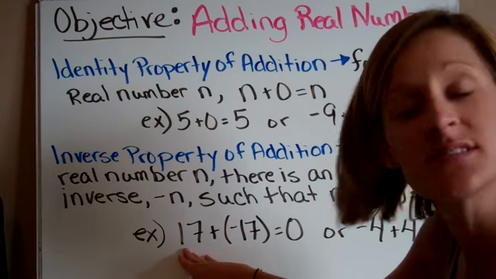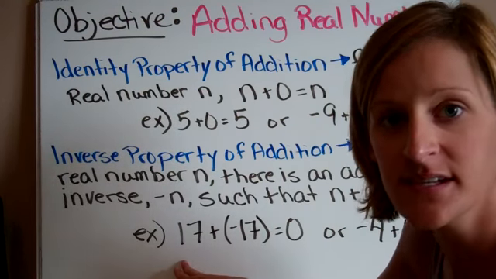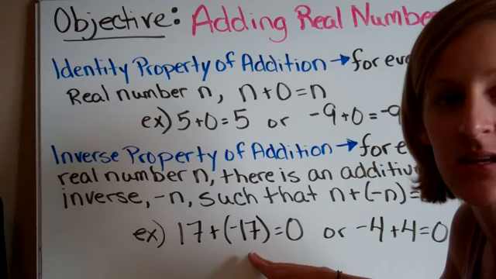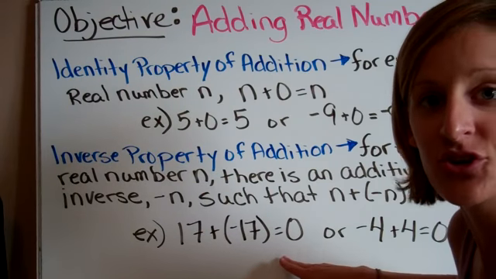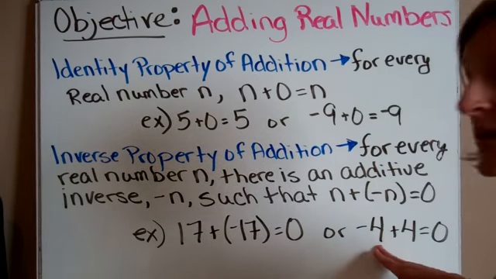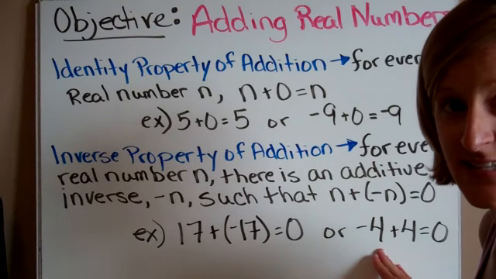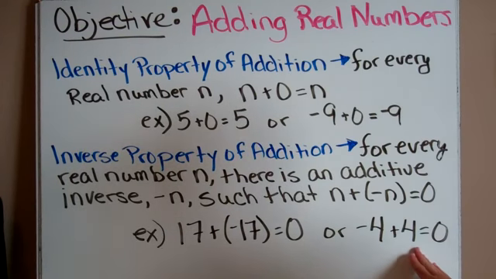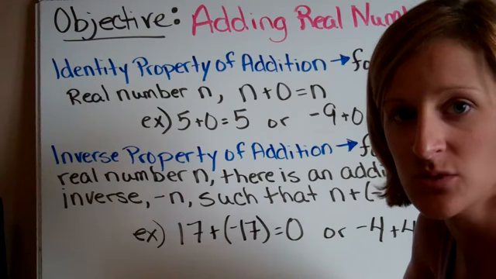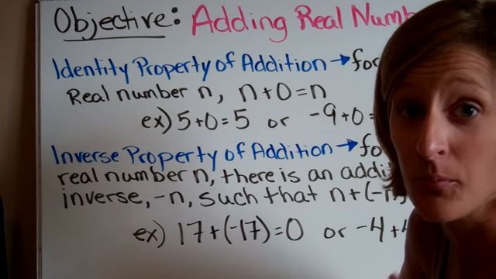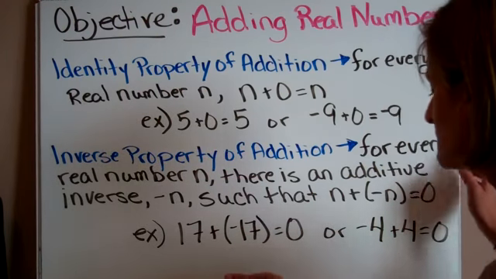So let's say I give you 17. The opposite of 17 is going to be negative 17. Add these two together and you're going to get 0. Now if I give you negative 4, the opposite of that's going to be 4. So you add 4 and negative 4 together and you're still going to get 0. So when you add these two numbers together, you get the sum of 0.